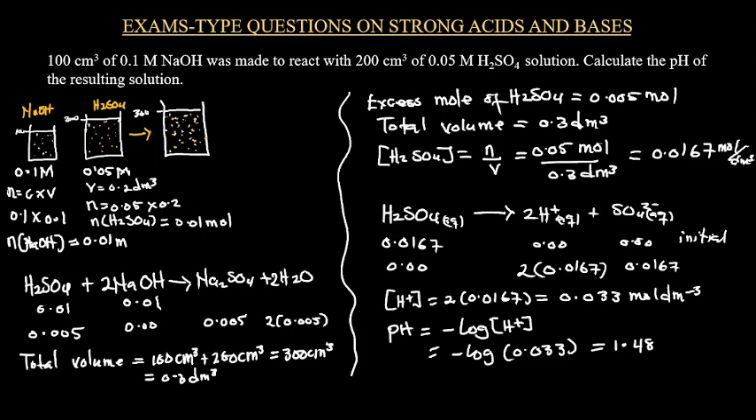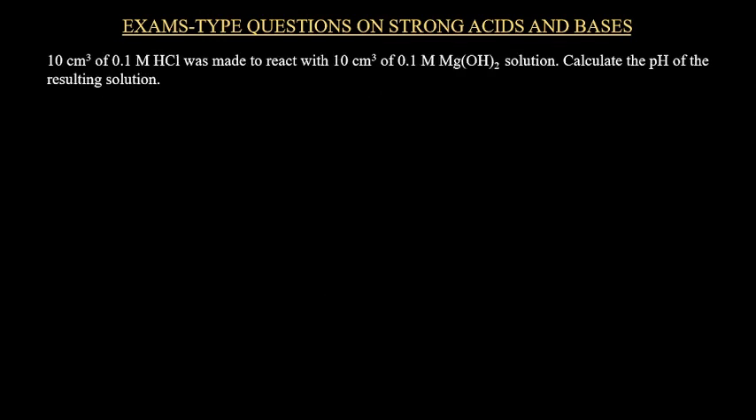All right, let's go ahead and look at this. Now, you can pause the video and try this question. All right, this question says 10 cm cube of 0.1 molar HCl was made to react with 10 cm cube of 0.1 molar magnesium hydroxide solution. Calculate the pH of the resulting solution.